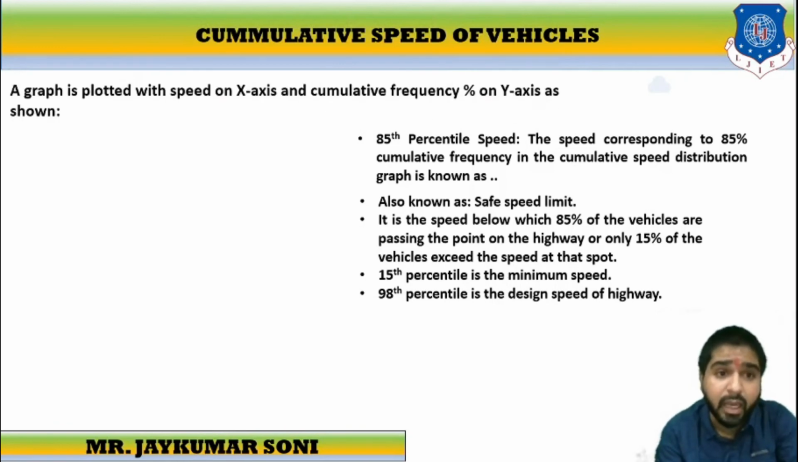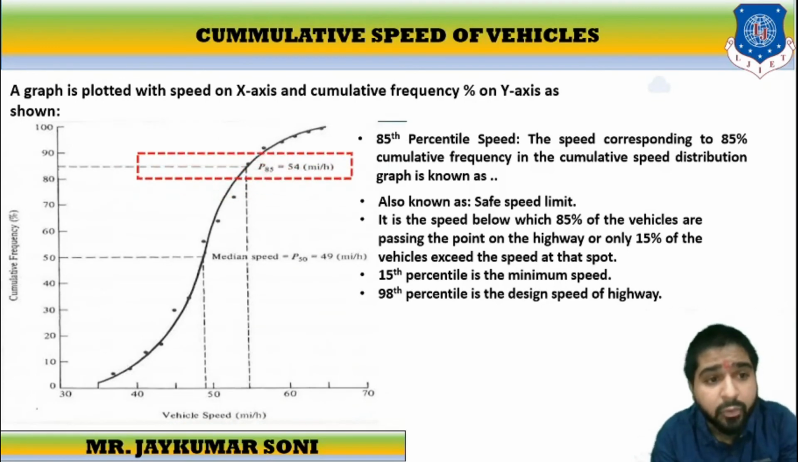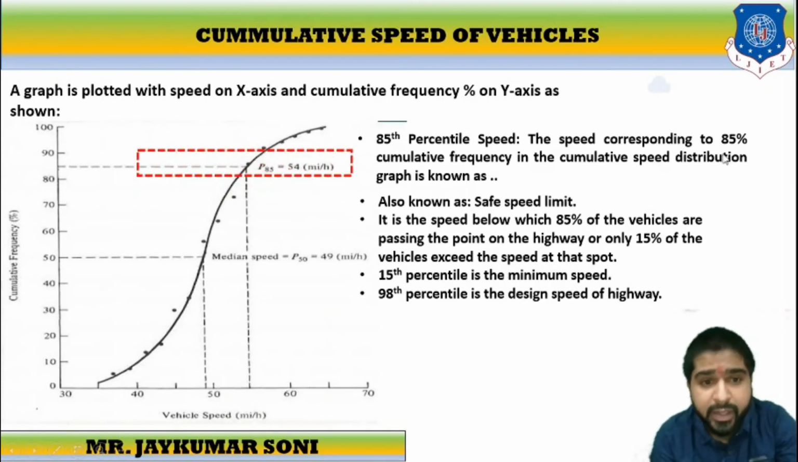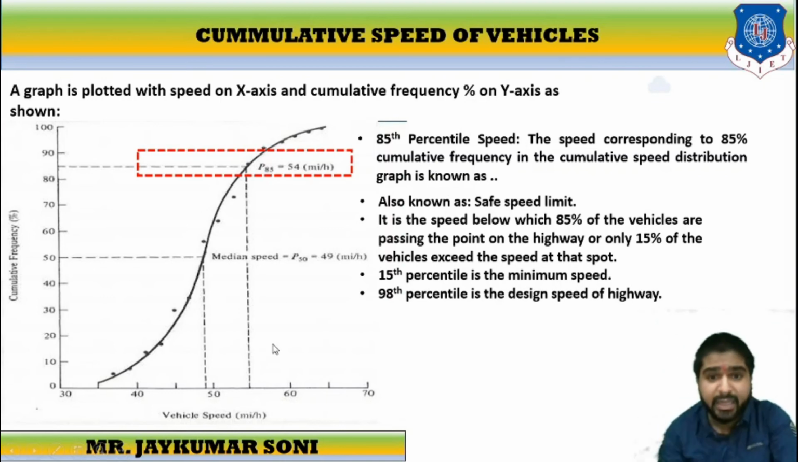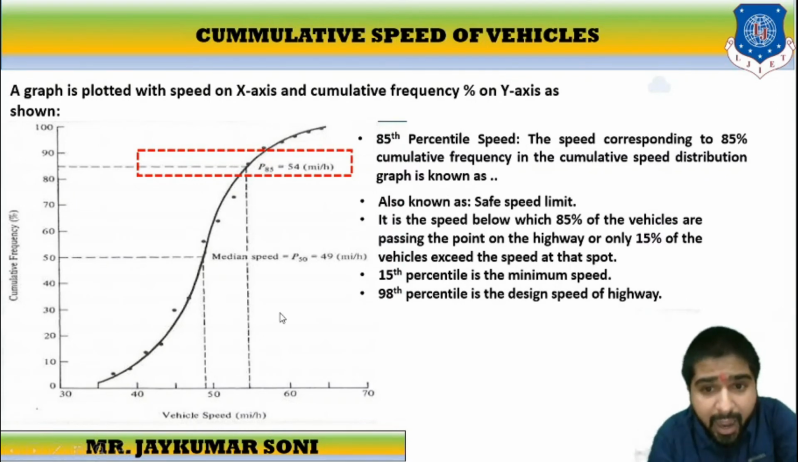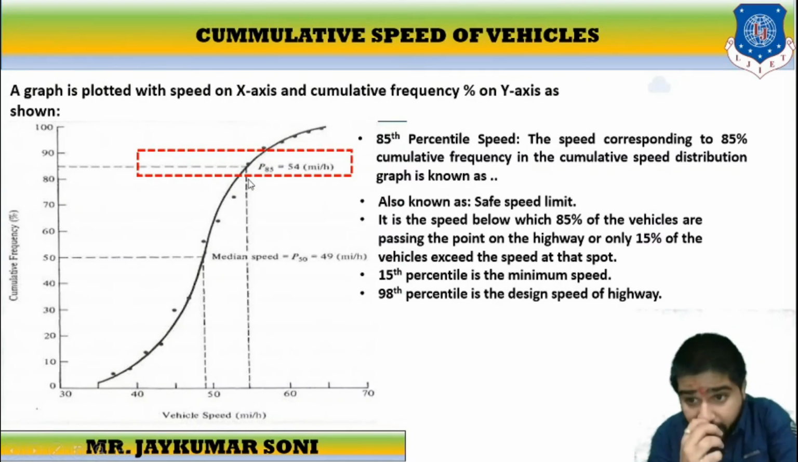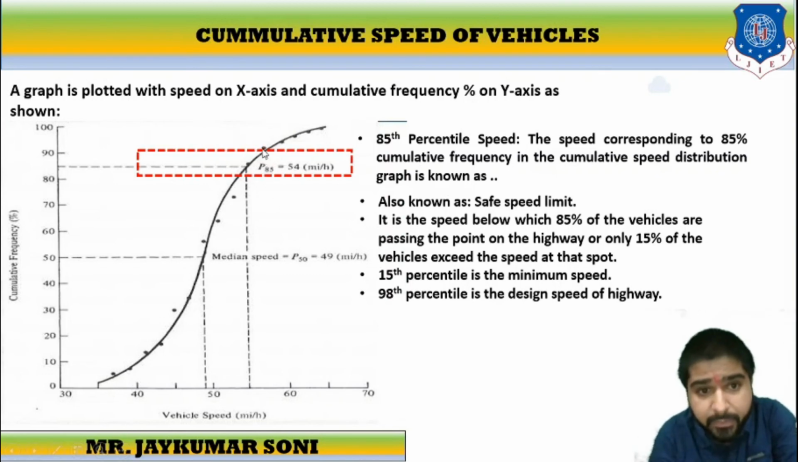And then I will come to the particular plot of a graph that will give me the cumulative speed of vehicles. The speed that I will get at the point of 85 will give me the value of the 85th percentile speed, meaning the speed corresponding to 85 cumulative frequency. It means 85 percent of the vehicles are passing with this speed, and only 15 percent of vehicles are exceeding this speed. This is the most reliable speed. It is also called the safe speed limit.